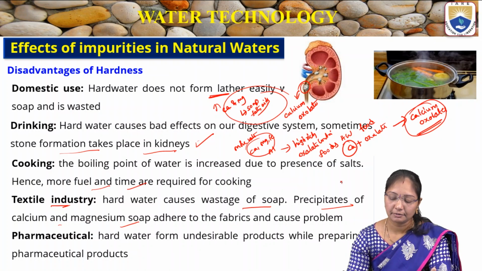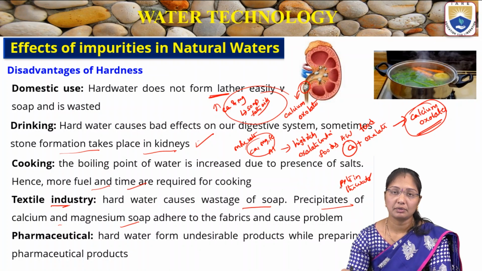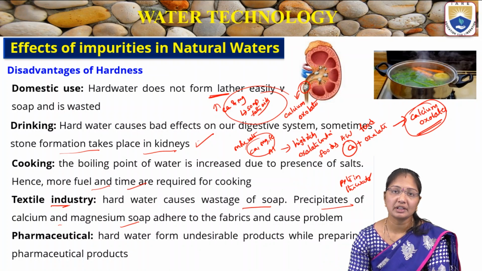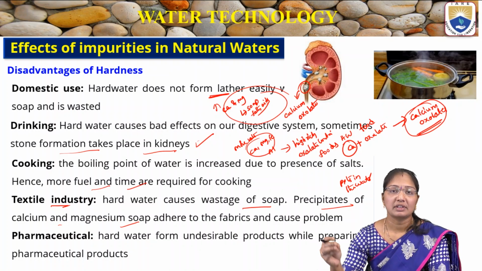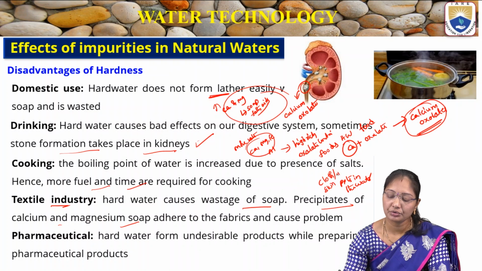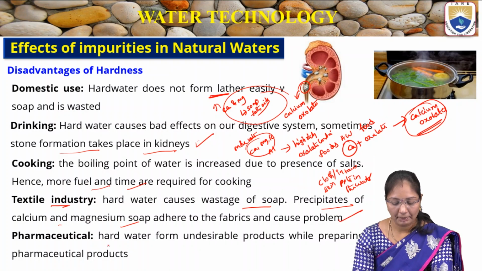So when they are dyeing, precipitates form in the water. What happens when they dip the cloth or fabric or leather, in the tannery industry? These precipitates formed due to the calcium and magnesium salts get adhered to the surface of the cloth or skin, which is used in the tanning or textile industry. So it definitely causes a problem. These precipitates cause problems.